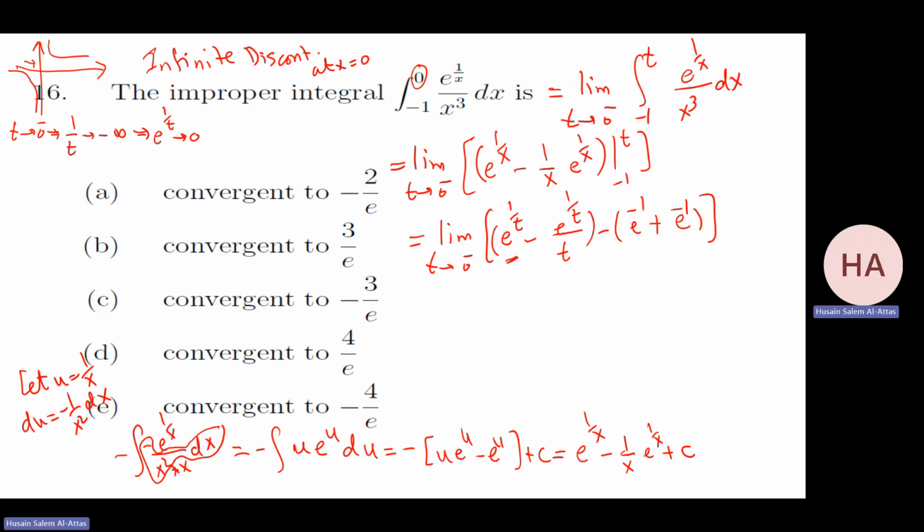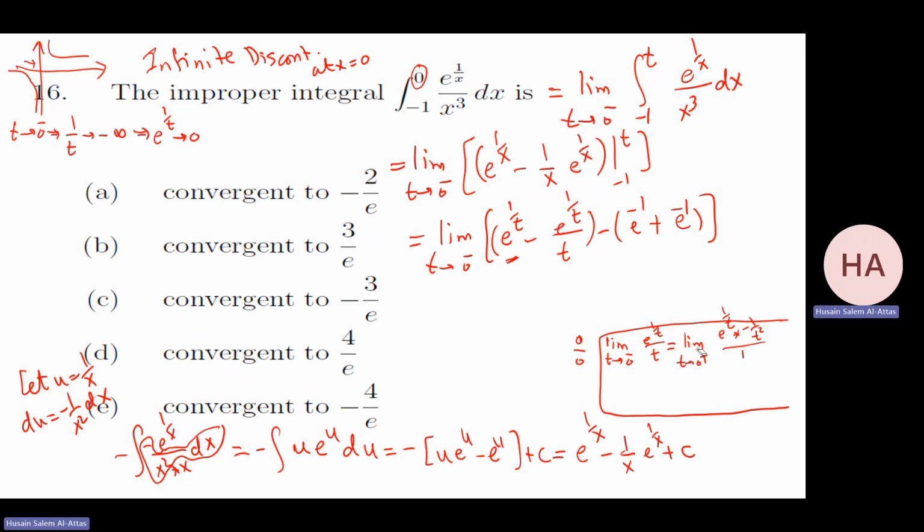The other one, I need L'Hopital's rule, because if I substitute, I'm getting 0 over 0. So I have the limit as t goes to 0 from the left of (1 over t) over e to the power 1 over t, and this is 0 over 0. So I need L'Hopital's rule. That will be e to the power 1 over t times minus 1 over t square, over 1.